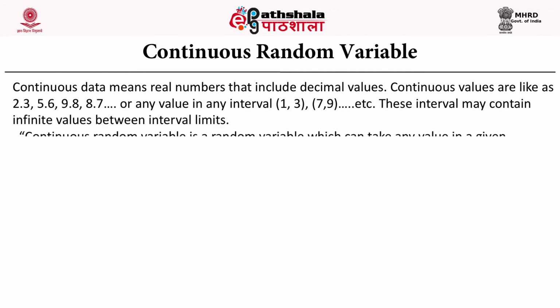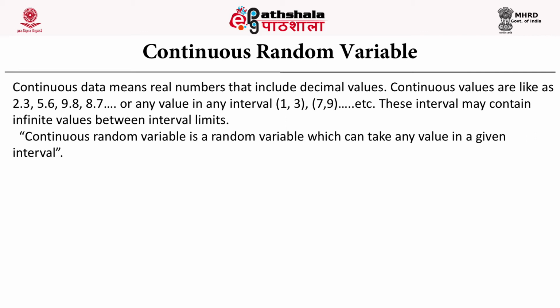Continuous data means real numbers that include decimal values. Continuous values are like 2.3, 5.6, 9.8 and 8.7. Any value can lie within an interval such as 1 to 3, 7 to 9, etc. These intervals may contain infinite values between the interval limits.